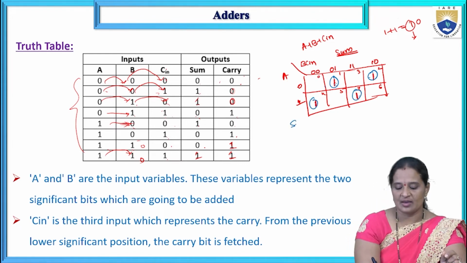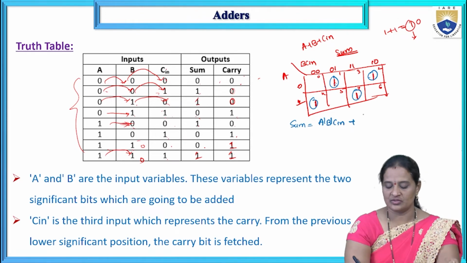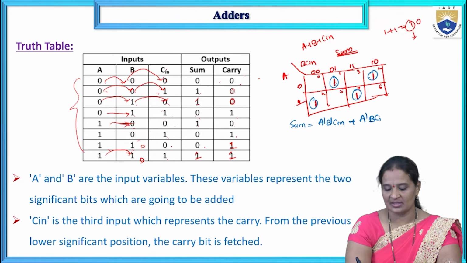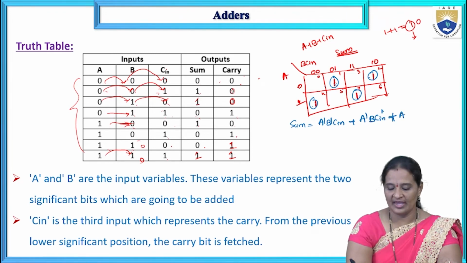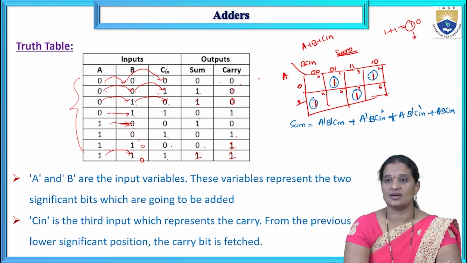So the sum expression can be given by the first term A bar, B bar, C in, and the second one, for A is 0, A bar, B is common, and C in complement. And for this one, A, B bar, C in bar, plus this one, A, B, C in. This is the sum equation.